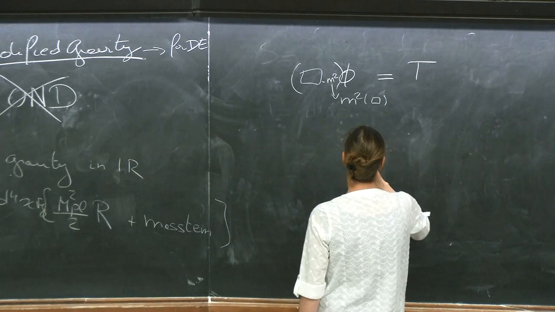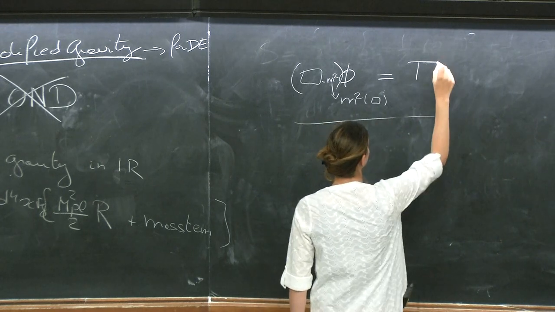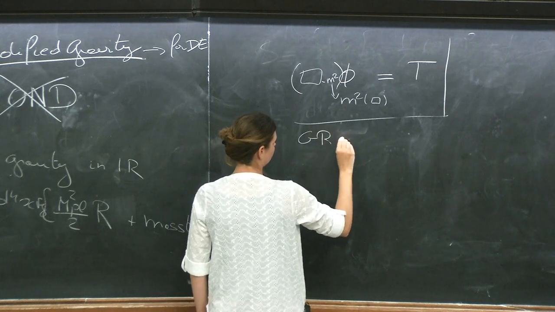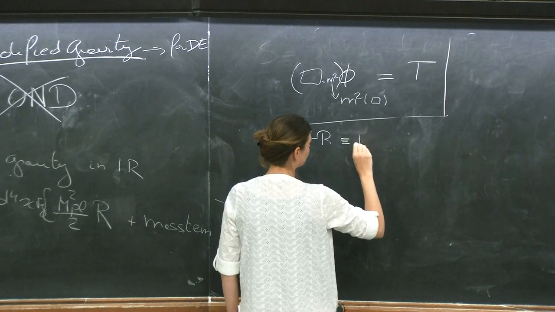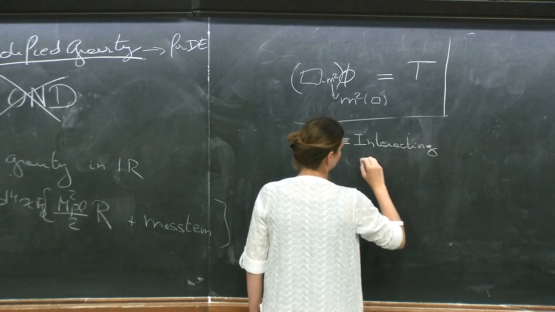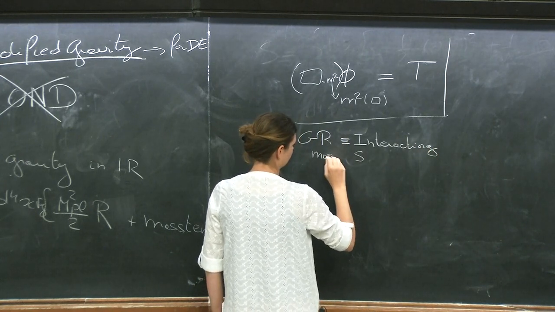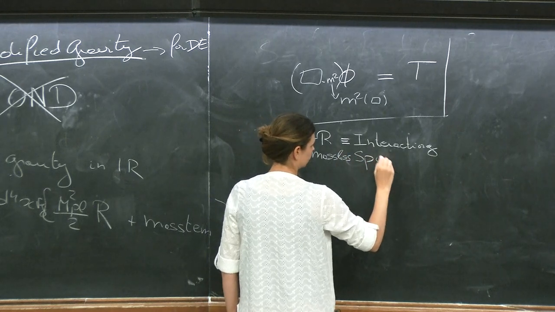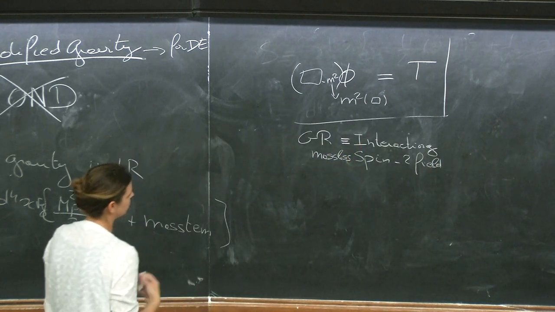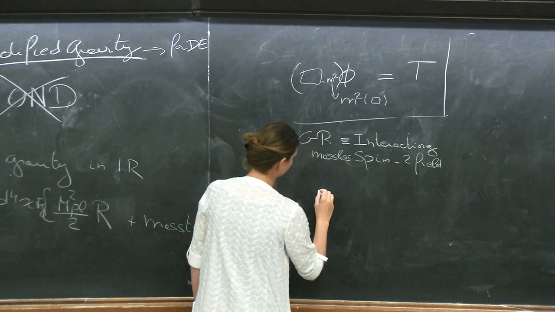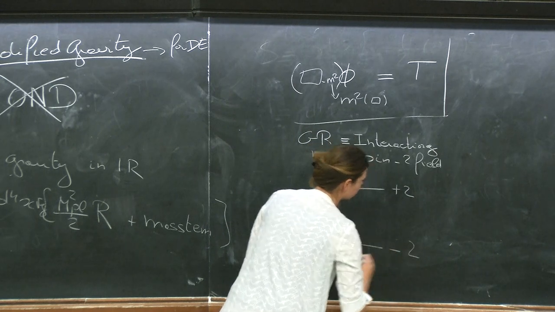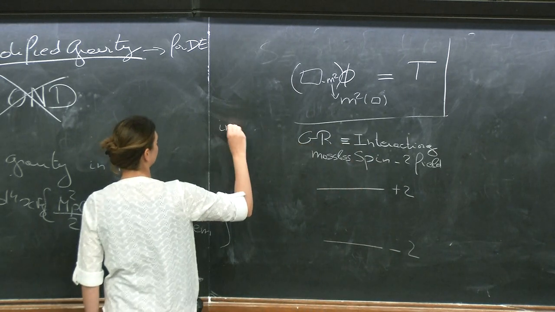Now you know, let me say two statements that may seem disconnected. So if you have GR, which is the interacting theory of a massless spin 2 field. So the fundamental objects are gravitational waves, which have two polarizations. We have 2 degrees of freedom, which I'm going to call plus or minus 2, working in 4D.